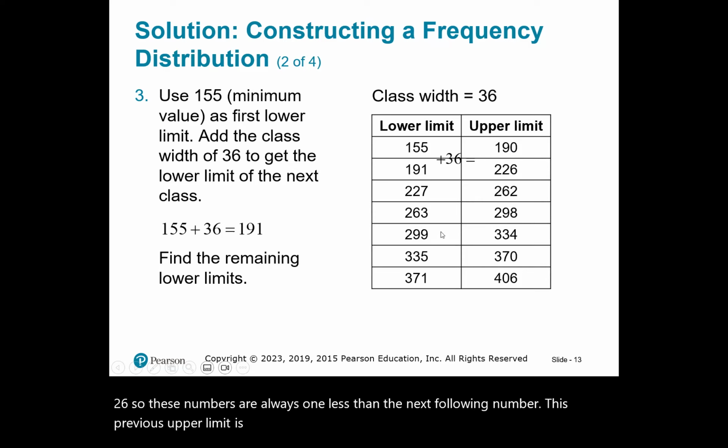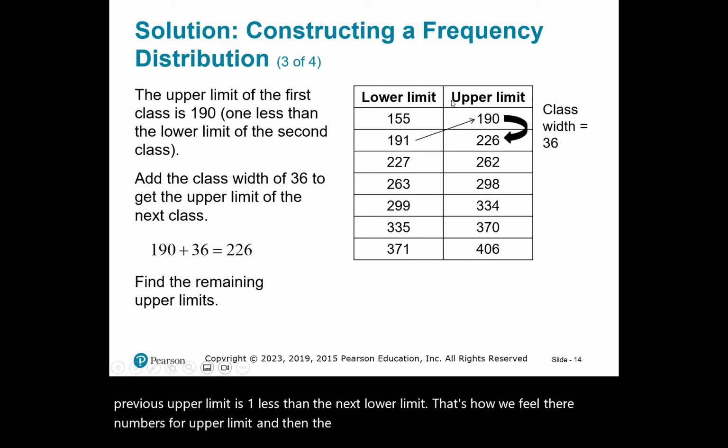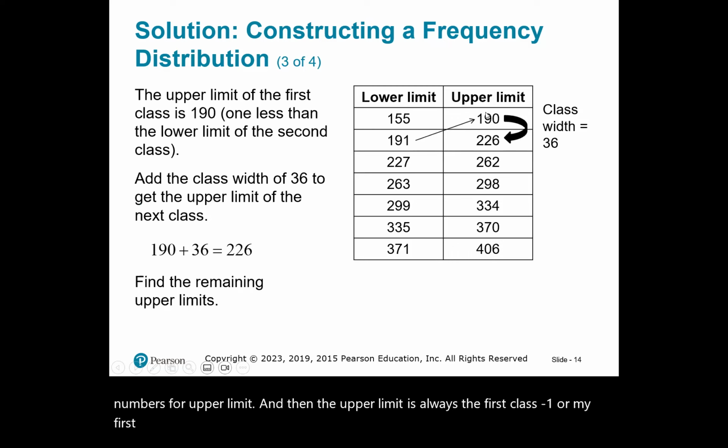And then the upper limit of the first class is the second lower limit minus 1. Or you can add the class width of 36 to get the upper limit of the next class. Or as I told you, you can just do this number minus 1, this number minus 1, and you can fill all the numbers for the upper limits.